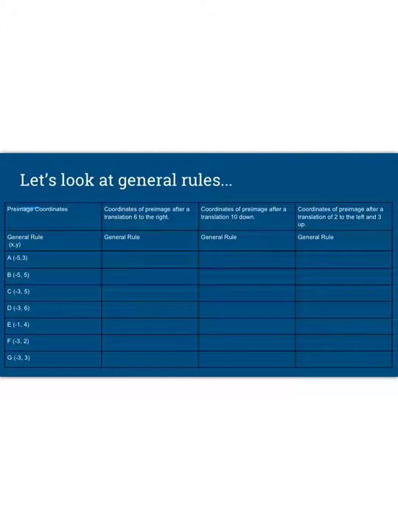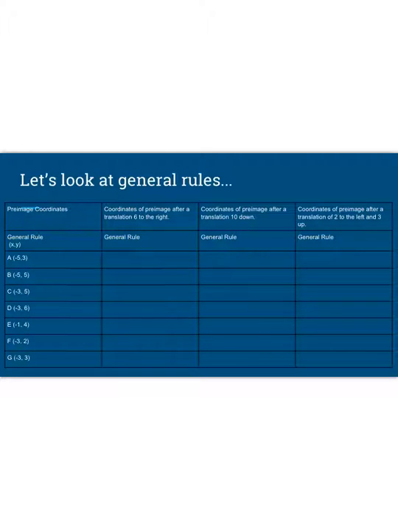Now that method is good if my shape is pretty simple and I'm not moving it a tremendous amount and by whole numbers. But things can get a little tricky if I have a more complicated shape or I'm moving by more irrational types of numbers or larger numbers. So our general rule method might come in handy in those cases.